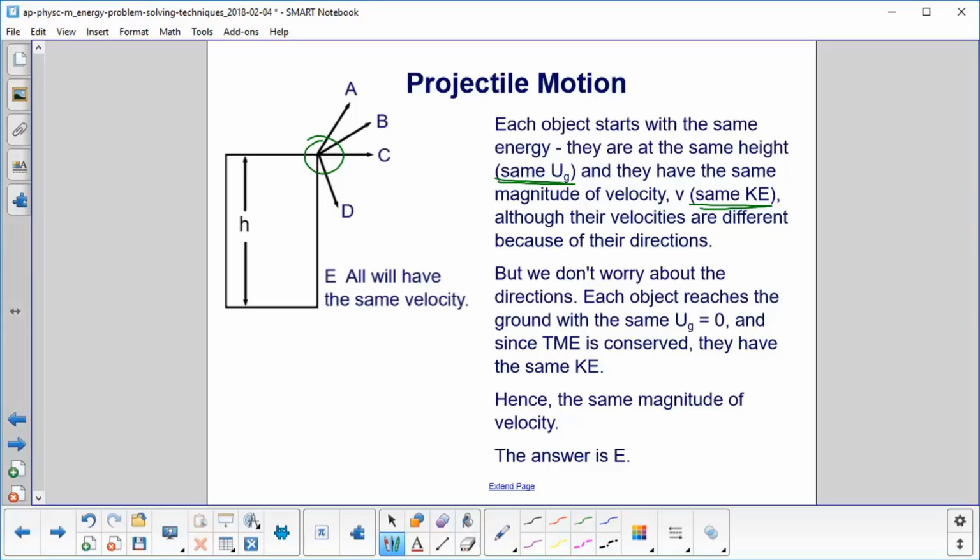But we don't worry about the directions here, which way they're shot, right? Because when you use conservation of energy, we just worry about the initial position and the final position. And they're all going to land at the bottom. So each object reaches the ground with the same gravitational potential energy, which is 0. And since total mechanical energy is conserved, they have the same kinetic energy. Hence, they have the same magnitude of velocity. The answer is E.